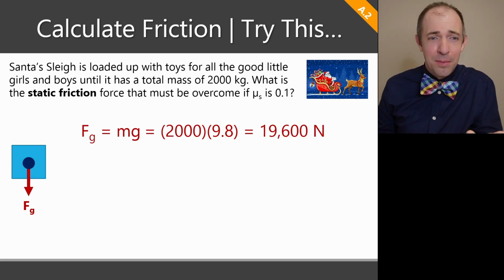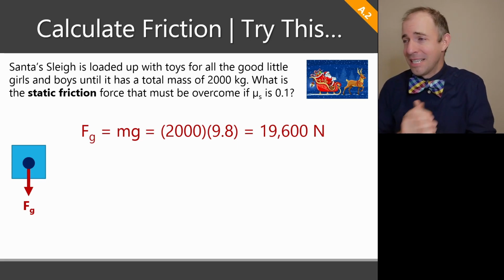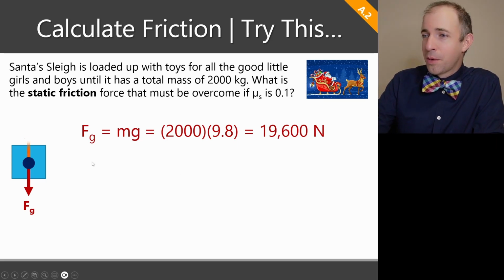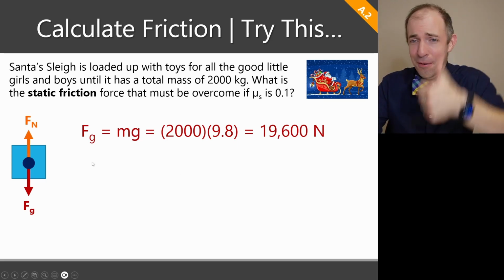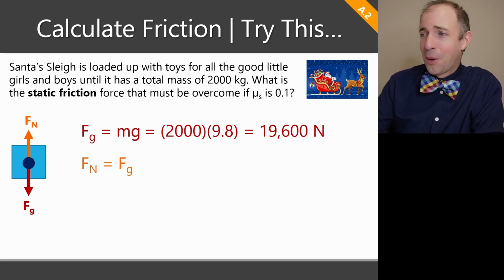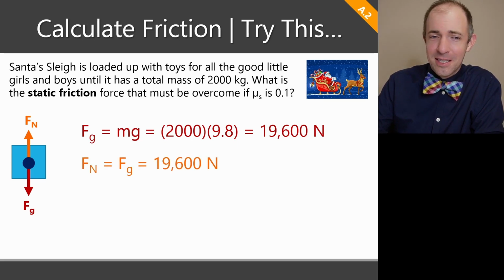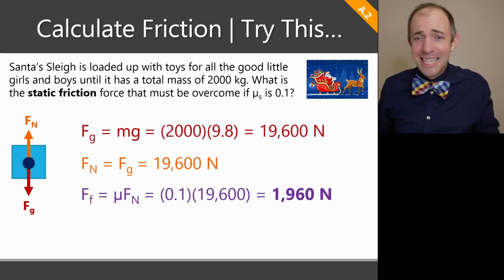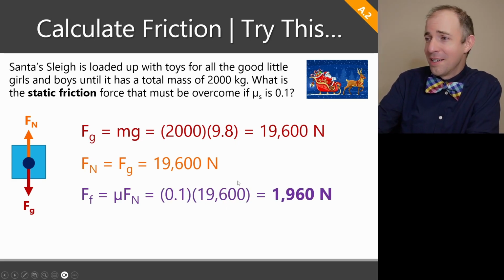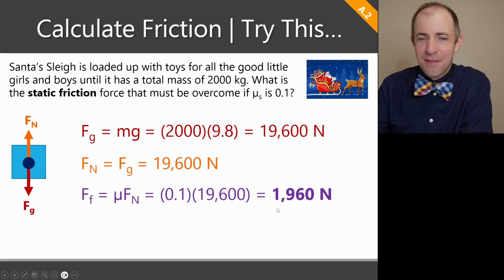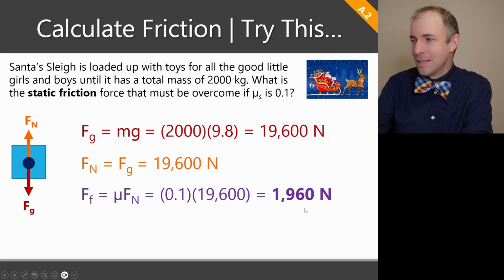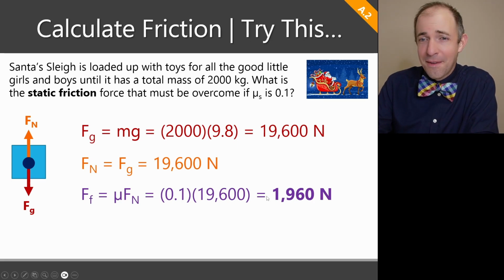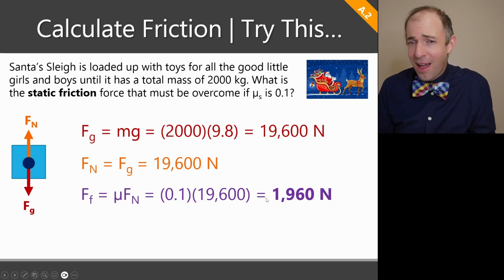We know that sleigh is being supported. It is in equilibrium until it's not, basically. It's in equilibrium until that static friction has been overcome. So assuming equilibrium, Fn, that snow surface pushing back up, is also going to equal Fg, which is 19,600. Now, the force of friction is related to Fn. We calculate 0.1 times Fn to get a force of friction of 1,960 newtons.